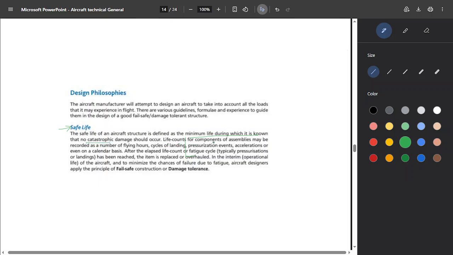Life counts for components or assemblies may be recorded as a number of flying hours, cycles of landing, pressurization events, accelerations, or even on a calendar basis. After the elapsed life count or fatigue cycle, typically pressurizations or landings, has been reached, the item is replaced or overhauled in the interim operational life of the aircraft. And to minimize the chances of failure due to fatigue, aircraft designers apply the principle of fail safe construction or damage tolerance, as we have discussed.